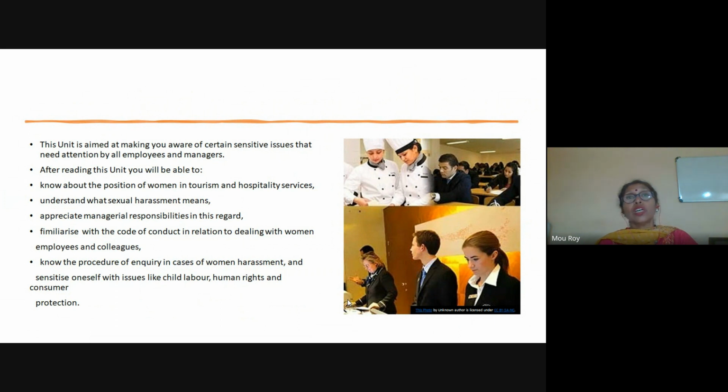Earlier, especially in industries with workshops, I'm telling, not in the hospitality industry but other industries, where you have to work on the shop floors and workshops, you'll find only males. But now slowly and slowly ladies are also entering that field. So after reading this unit, you will be able to know about the position of women.